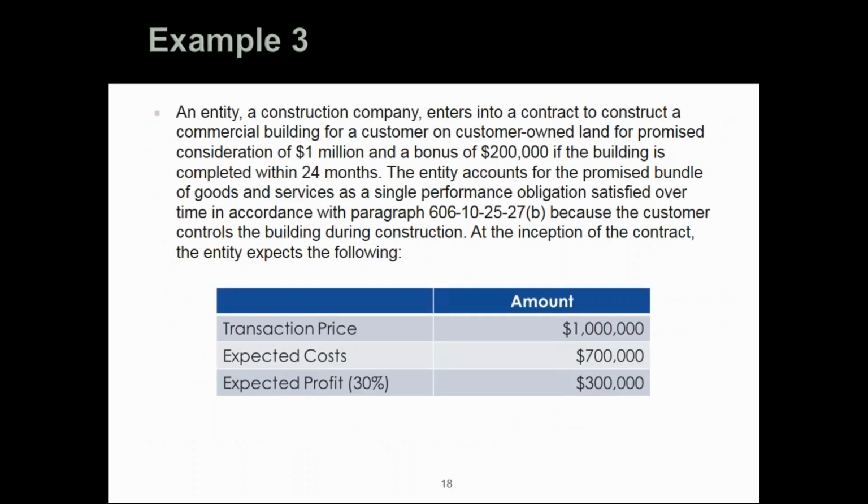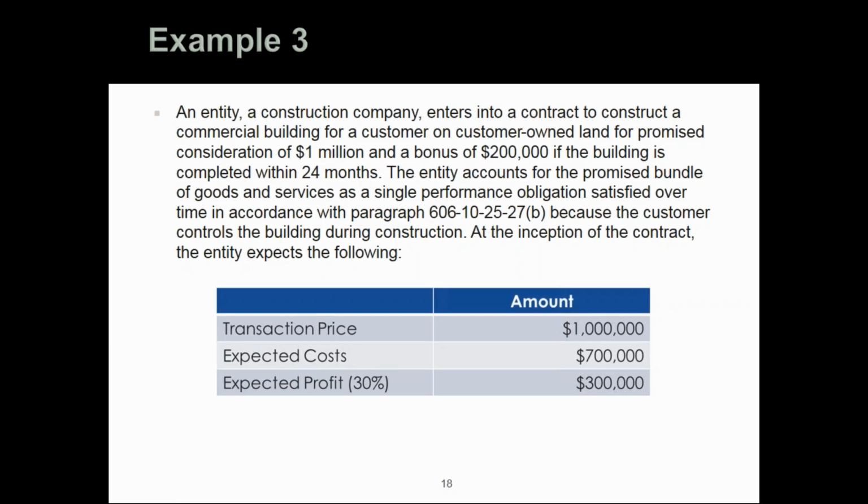So let's take an example. The entity is a construction company. We enter into a contract to build a commercial building for a customer on customer-owned land for a promised consideration of $1 million and a bonus of $200,000 if the building is completed within 24 months. The entity accounts for the promised bundle of goods and services as a single performance obligation satisfied over time because the customer controls the building. And these are some concepts that we'll be looking at a little bit later.